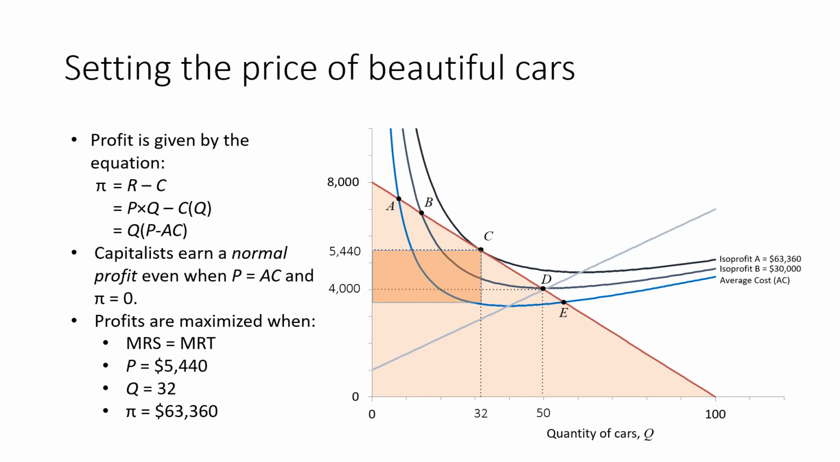It's pretty simple. When MRT equals MRS, which is our C here, we already know the corresponding price and quantity. We go all the way down to our average cost curve and finish the height of the rectangle there, shape the rectangle this way, and then calculate the area like that. Here we see $63,360 in profits when the profits are maximized. And with the blue rectangle, the same logic: going all the way down to average cost and then shaping the rectangle, our profit was $30,000.